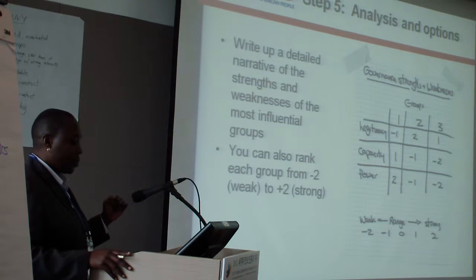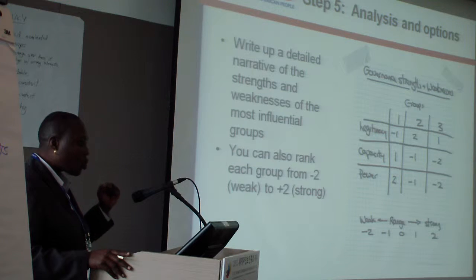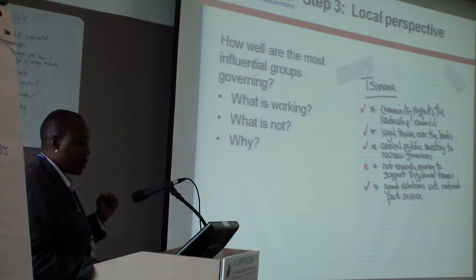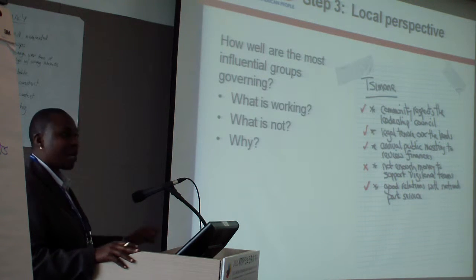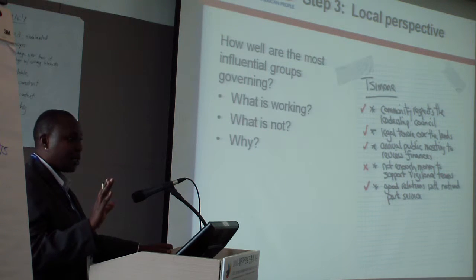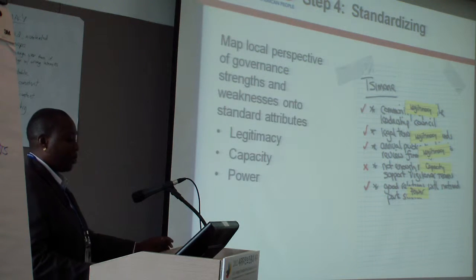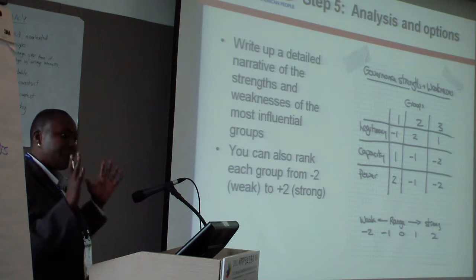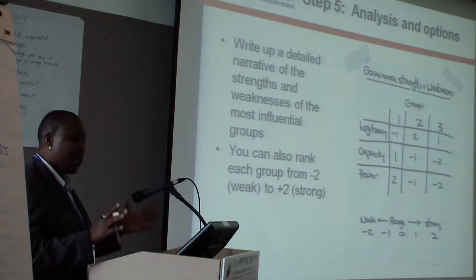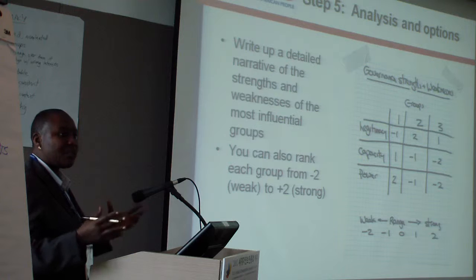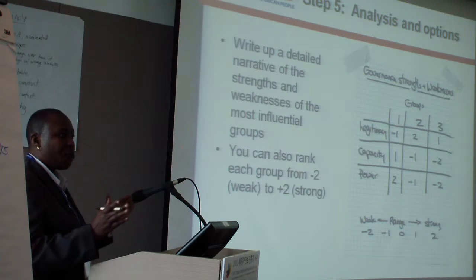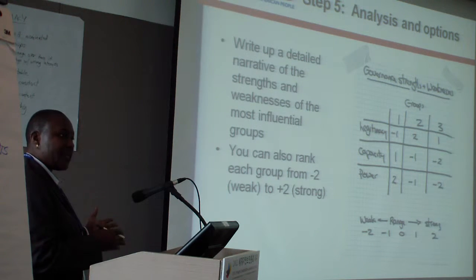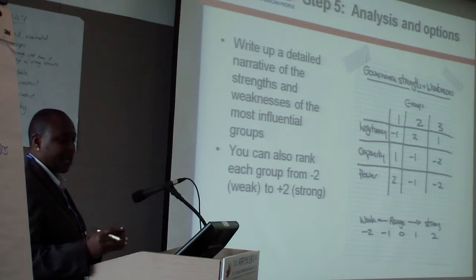When you do the analysis, the third point about the local perception is the point at which you have to capture very good notes, because it is the notes that will later help you get to step 5, where you have to put a very detailed narrative of the weaknesses and the influence, and also ask the participants to rank, from a score of -2 to a score of 2. -2 indicates the weaknesses, and +2 indicates the strength.